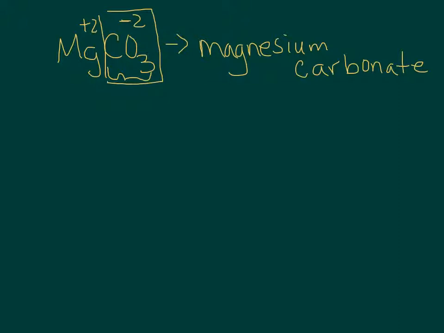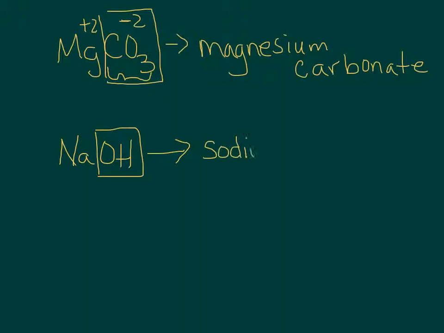So let's try another one that way. Let's try sodium NaOH. That's a polyatomic ion, one of the ones you had to memorize. So this would be called sodium, and then the name of that polyatomic ion, hydroxide. Okay, let's look at practicing.